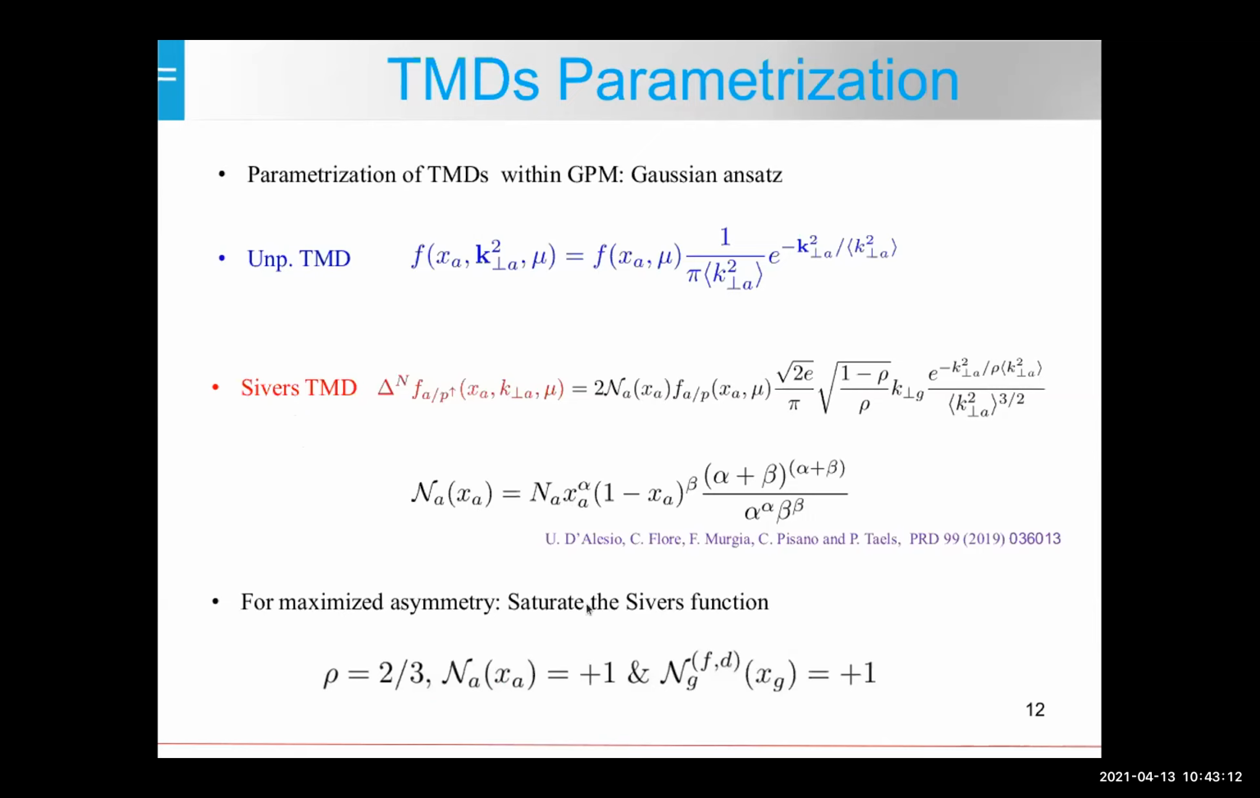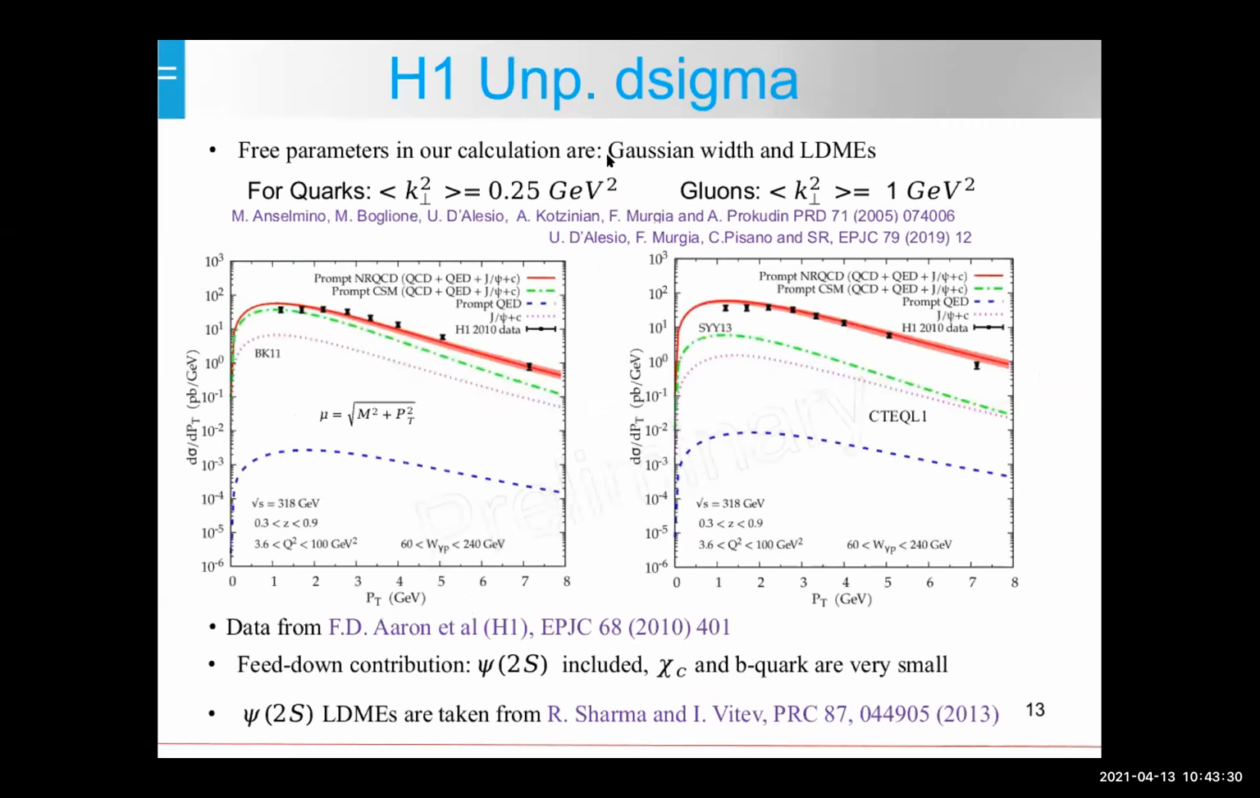Further, the Sivers function has been saturated by taking rho equal to 2/3 in this equation, and the n here is taken to maximize, plus 1. With this choice, we can still satisfy the positive bound on the Sivers function. The free parameters in our theory are the Gaussian width and the long distance matrix elements. 0.25 GeV squared for quarks and 1 GeV squared for gluons are taken for the Gaussian width.